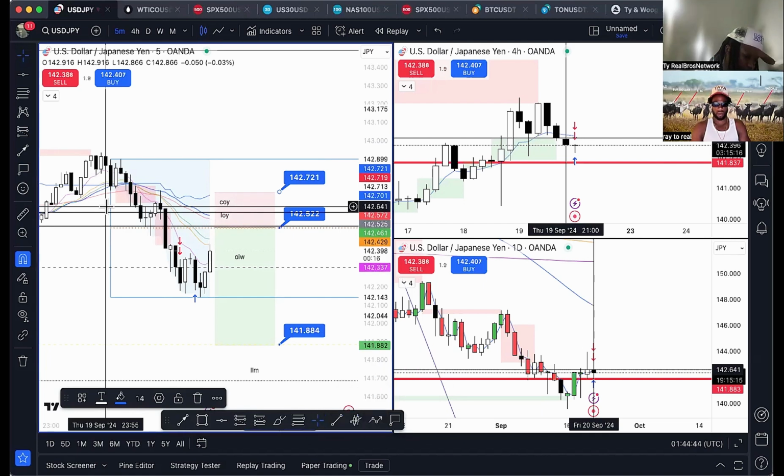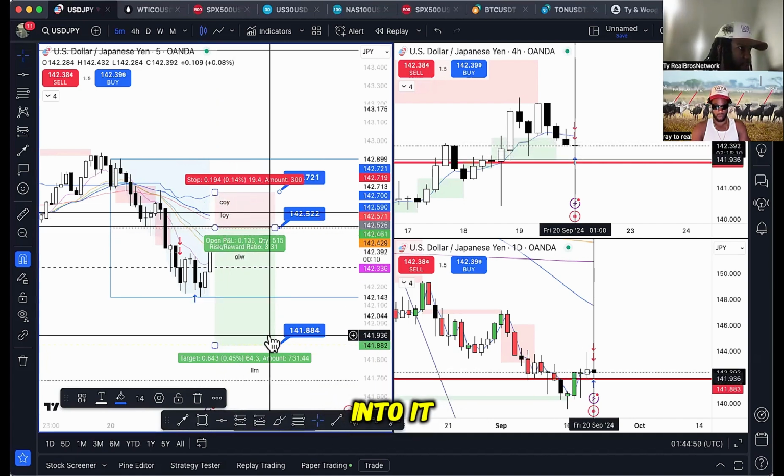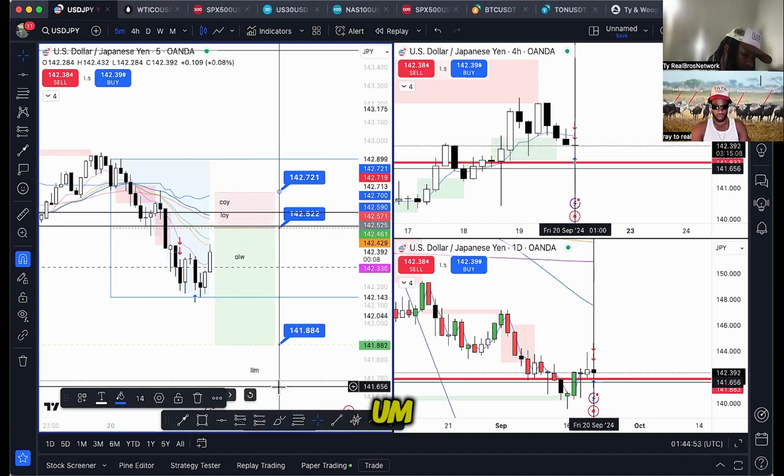Limit order. Because it's too early to rush in right now. I need to see price come up here and reject, and then I'll enter into it. Let me set the limit order. Give me a second. Let me set this on my phone.